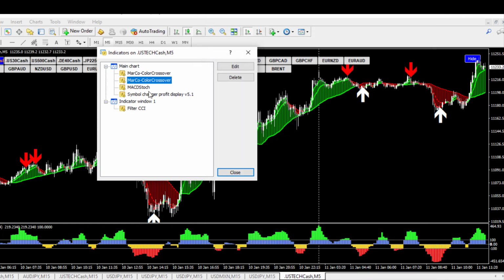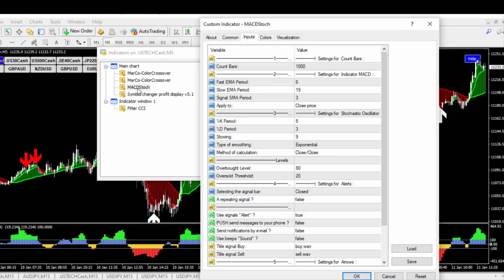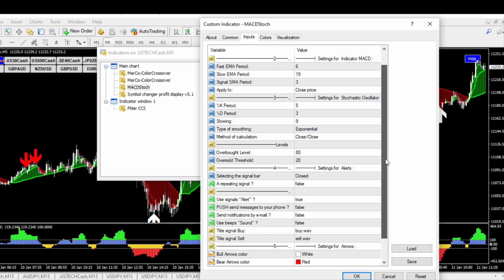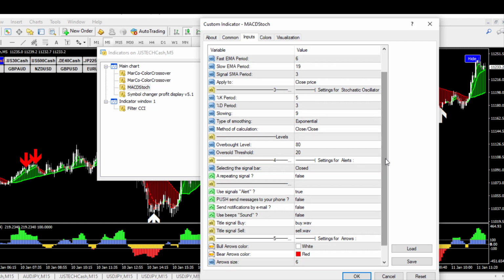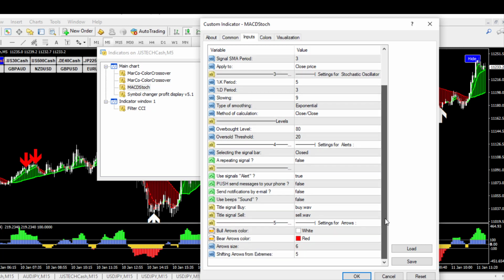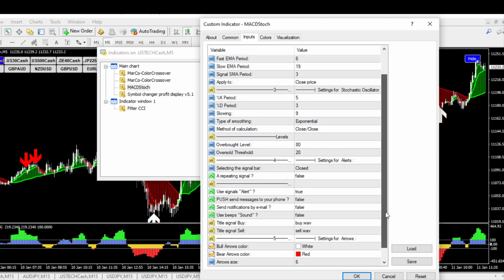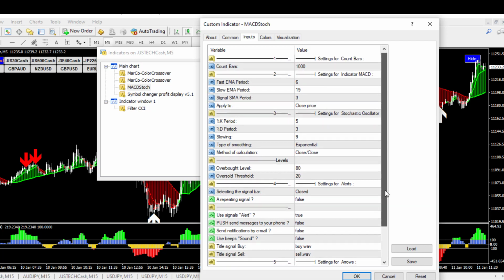And the indicator also that I have here, the arrow, is the MACD stochastic indicator. Here are the values that I use. You can change these values, play with them, and set them according to the way you trade. The slow EMA is 16, the fast is 6, and the signal SMA period is 3. So these are the settings. You can pause the video to follow it through and enter the setting also on your platform.